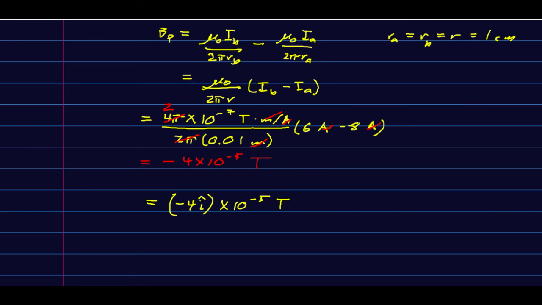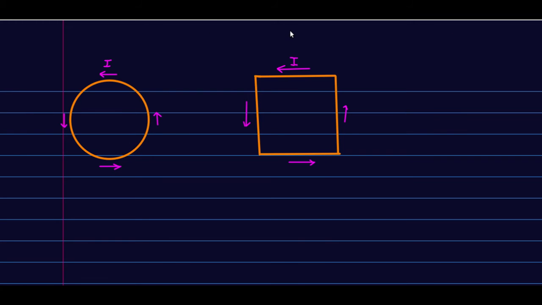And so our B field is into the page, negative 4 i hat times 10 to the negative 5 Tesla. In practice, you make stronger fields with loops than you do with straight wires, and so that's what we're actually more interested in most of the time.